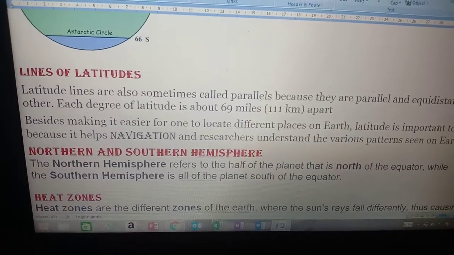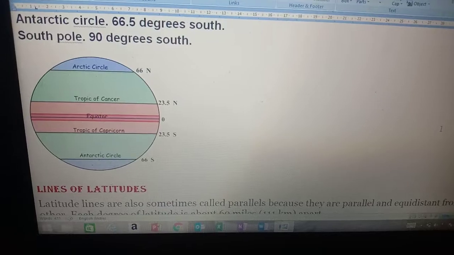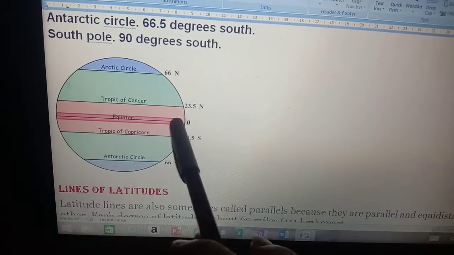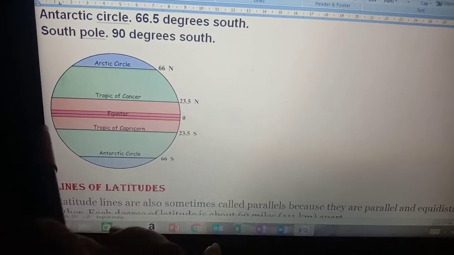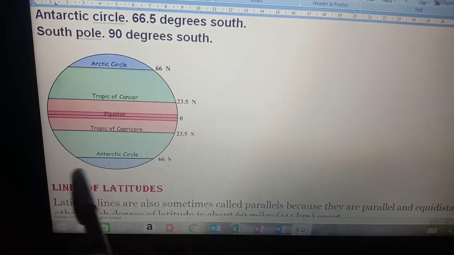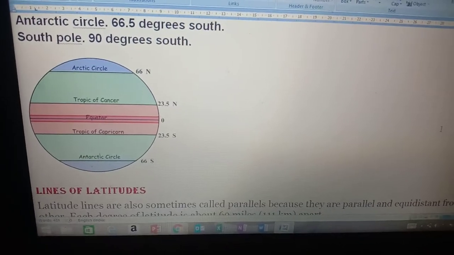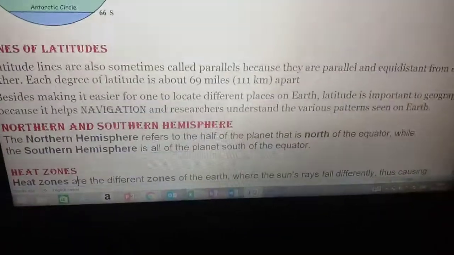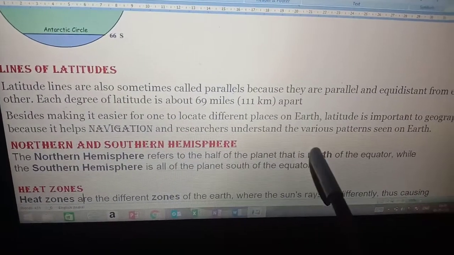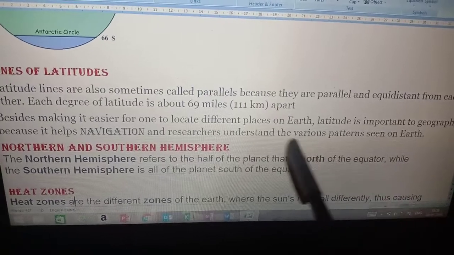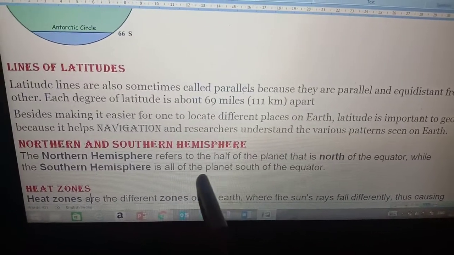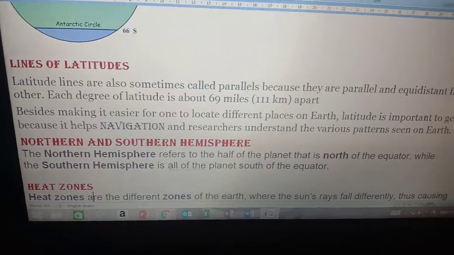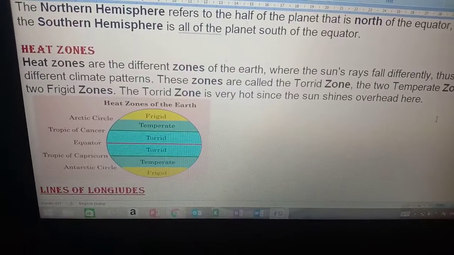Northern and southern hemispheres. This one is the northern hemisphere and this one is the southern hemisphere, which divide the surface of Earth into two equal halves. The northern hemisphere refers to the half of the planet that is north of the equator, and the southern hemisphere is all the planet south of the equator.